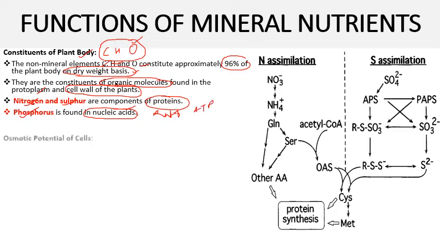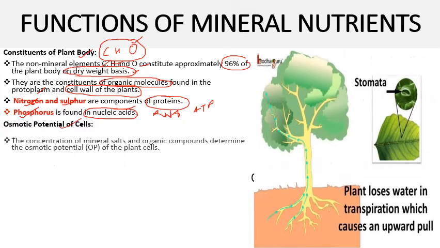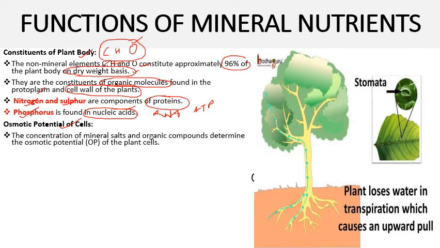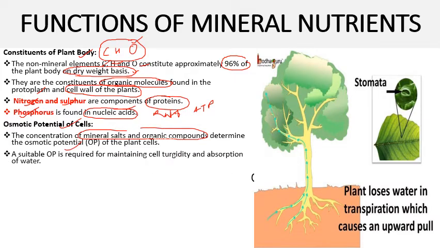Then there are some nutrients which help in maintaining the osmotic potential of cell. The concentration of mineral salts and organic compounds determine the osmotic potential of the plant cell, and this osmotic potential is very important for maintaining cell turgidity and absorption of water. तो जो osmotic potential है उसके ऊपर डिपेंड करता है कि जो plant cell है वो water का intake करेगा, means it will help in maintaining the turgidity of cell, intake of water. Like we have potassium ion, which plays important role in opening and closing of stomata.